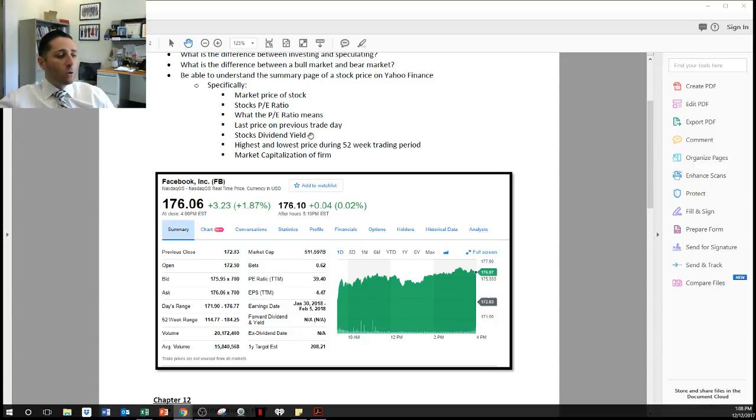What is the highest and lowest price during the 52-week trading period? Well, that's easy. You go to the 52-week range, or 52-week trading period. The lowest is $114.77. The highest is $184.25. So that's the highest and lowest price. And then right there, the market cap of the firm, market capitalization, easy, $511.597 billion. That would be the market cap of the firm. Very, very simple to go through.